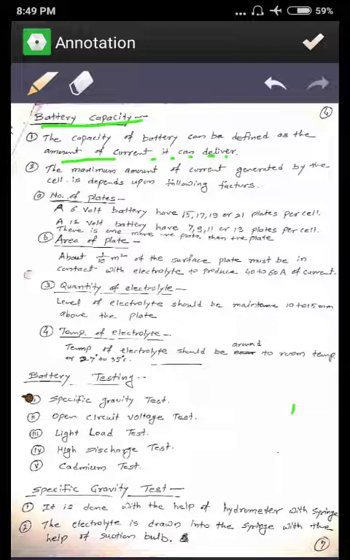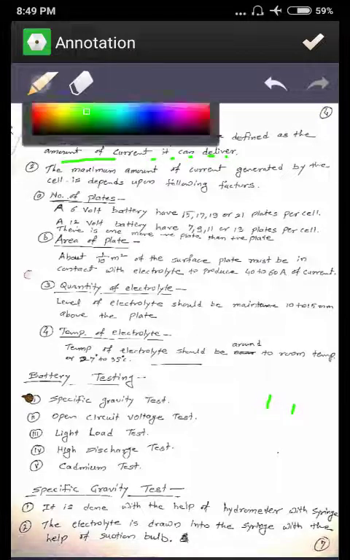This is the most important thing. Each individual cell must produce current to work effectively. Otherwise, if five cells are working properly and one does not produce any current, it means your battery is completely discharged. We will see these things in further videos.